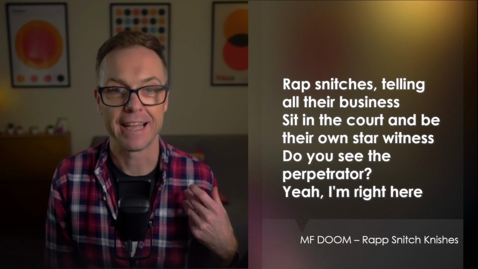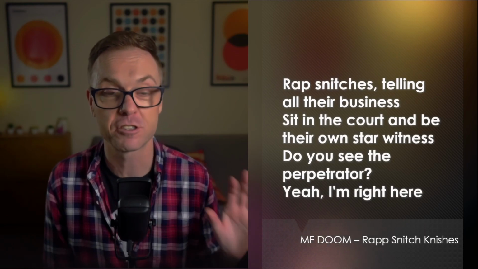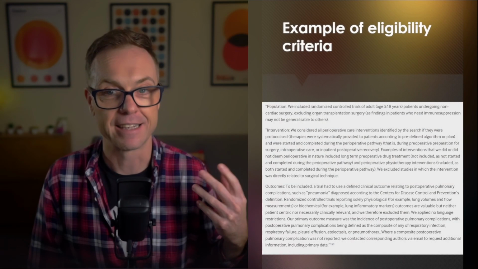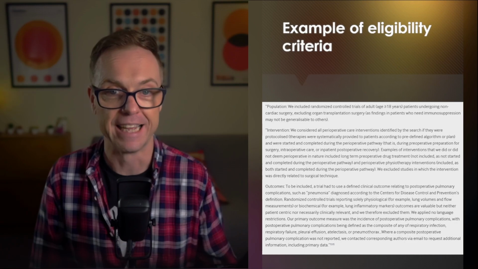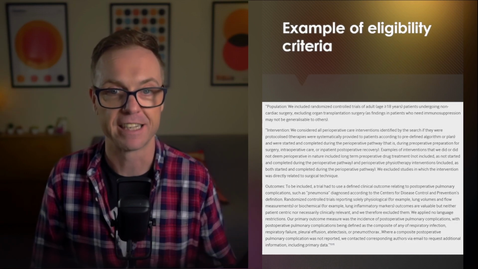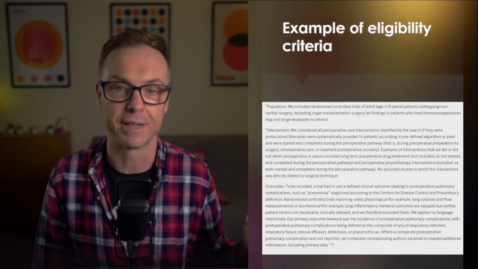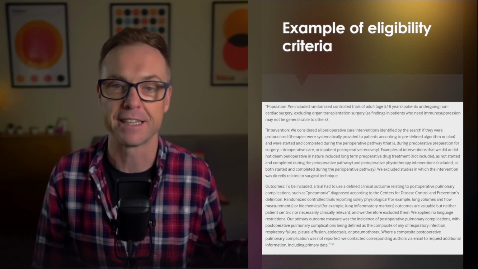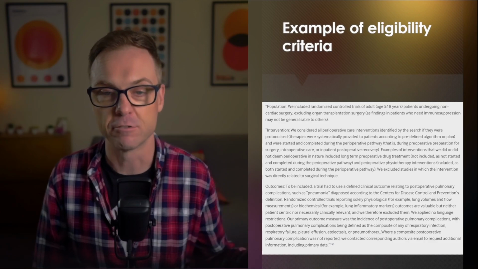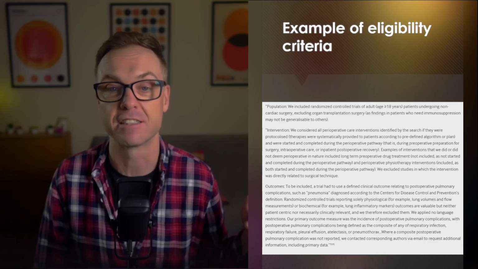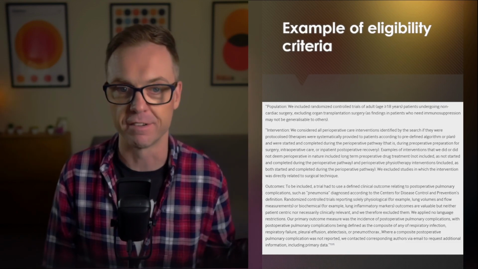Now, in terms of what you're doing, you need to be extremely clear. Transparency is absolutely the key. And as an example of being clear about eligibility criteria, here's an example from the explanation and elaboration document for the PRISMA 2020 checklist. So remember, the explanation and elaboration document tells you what you need to report, why you need to report it, and gives you an example of a good report. So I'm just going to read this out.